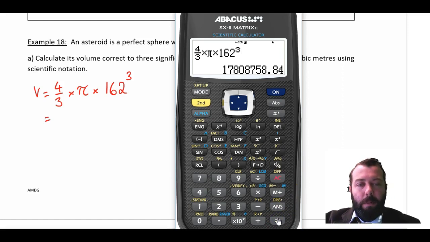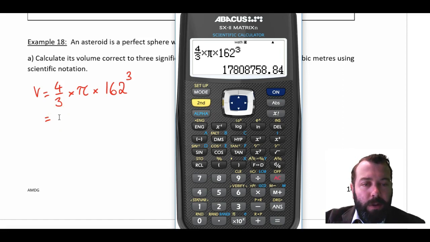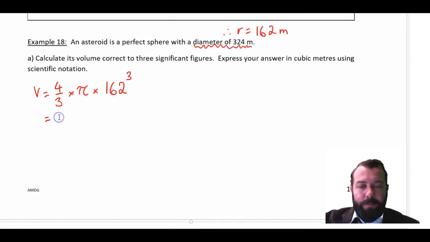Now I get this number here. Remember, scientific notation, 3 significant figures. So my 3 significant figures are the 1, 7, and 8. The 8 doesn't round up because it's followed by a 0. So 1.78 times 10 to the power of 1, 2, 3, 4, 5, 6, 7. I need to move the decimal place to the left. So 1.78 times 10 to the power of 7.